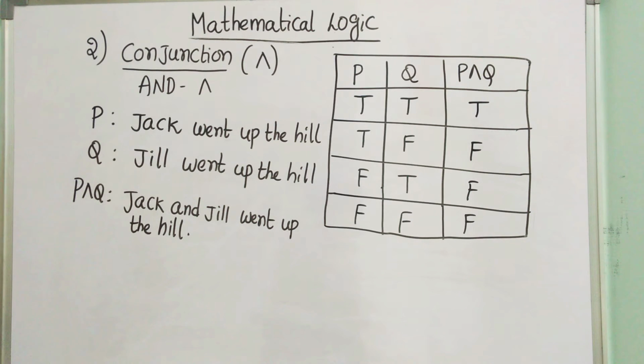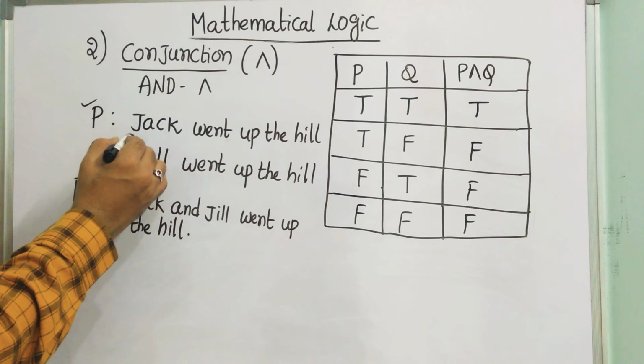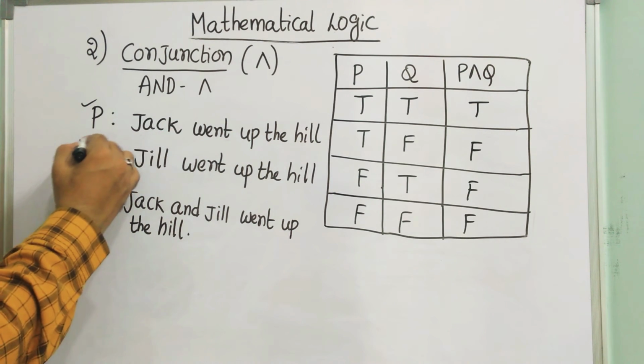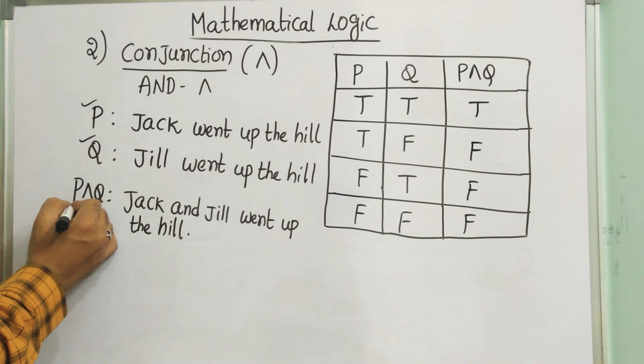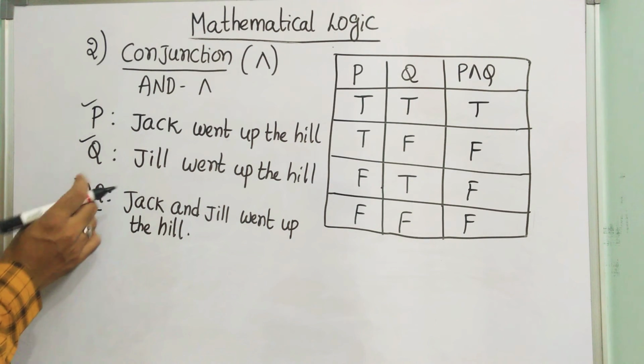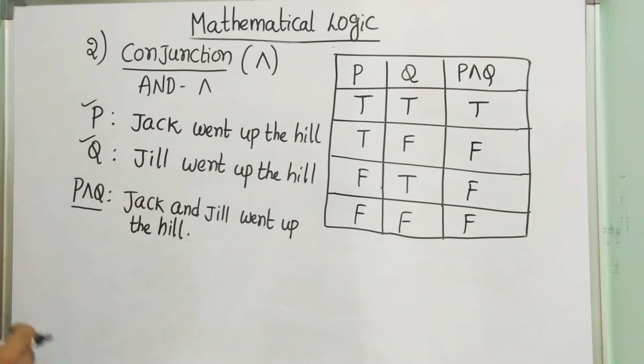So very simple. Statement P is considered as Jack went up the hill, and statement Q is considered as Jill went up the hill. Now for P and Q, we have to substitute this AND operation here. Okay, Jack and Jill went up the hill.